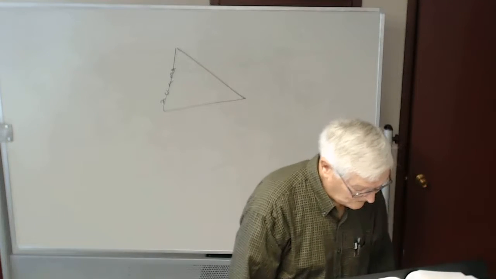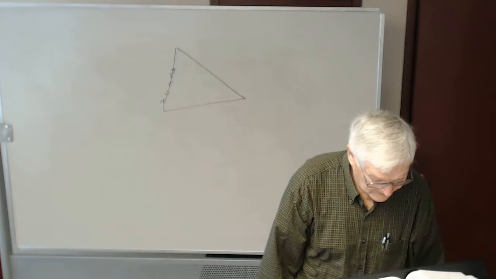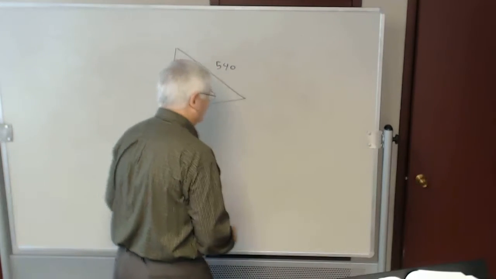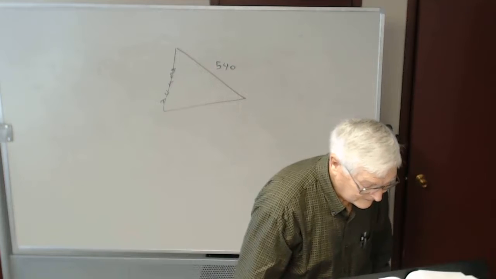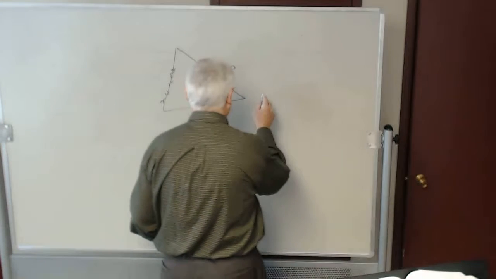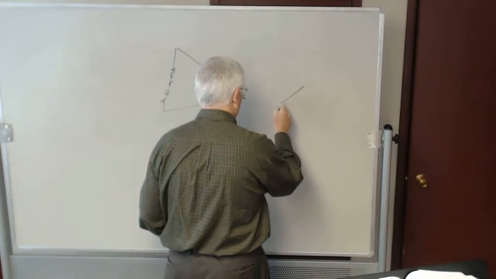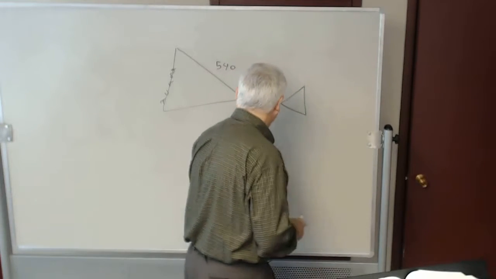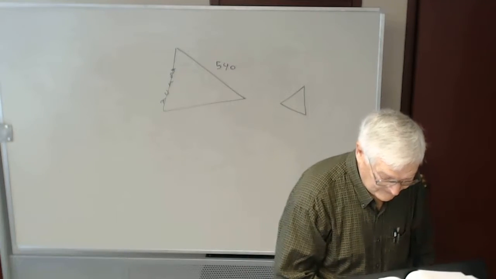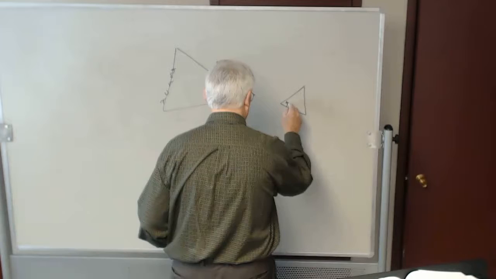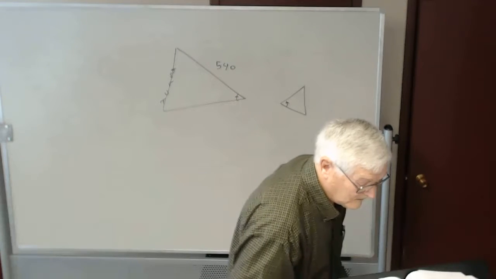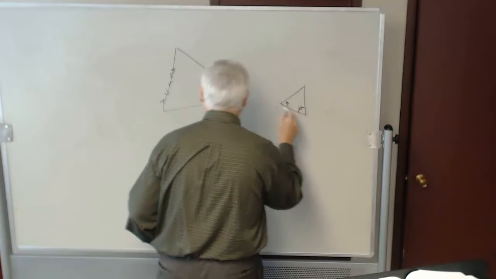And it looks like this is 540. Where's my other triangle? It's right here at the end. Let's break it off here. But watch out, because look at the way this is labeled. This angle equals this angle, and this angle equals this angle.